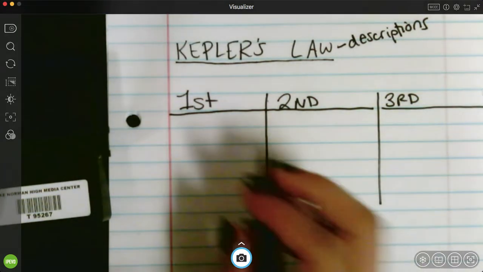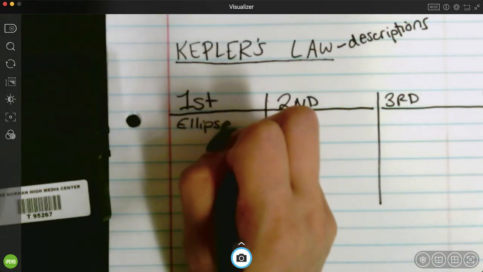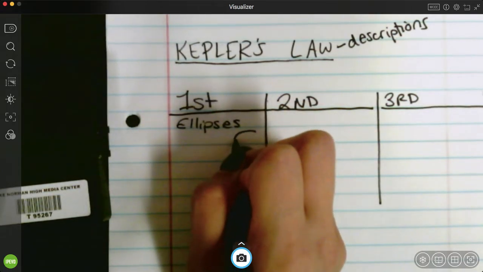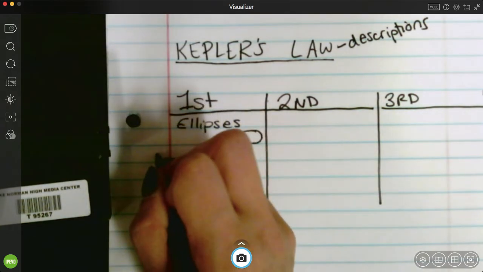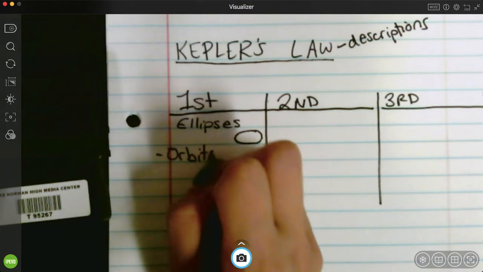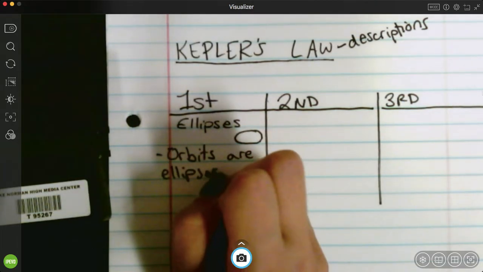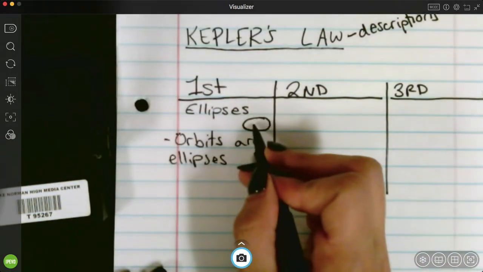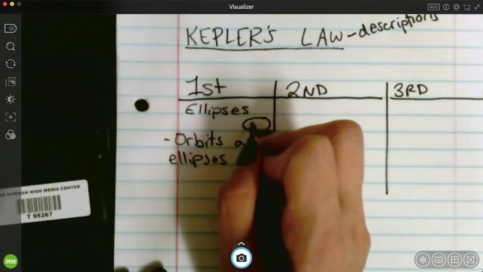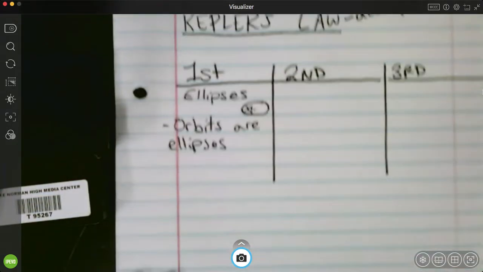All right, so the first law is the law of ellipses, which is an oval shape like this. So orbits are ellipses. They are this shape. They're not circles. The sun is one of the foci of the ellipse. All right?